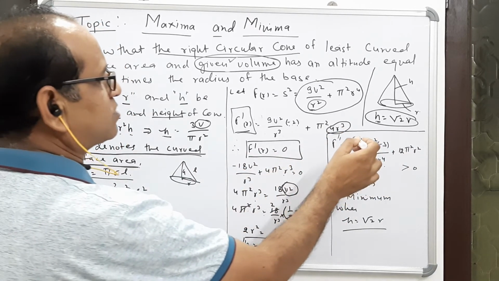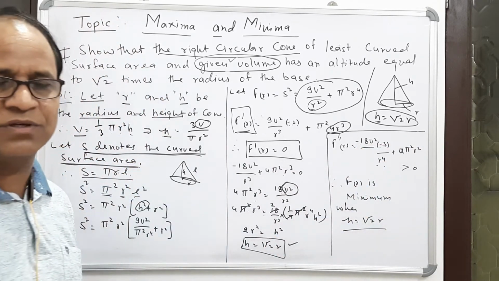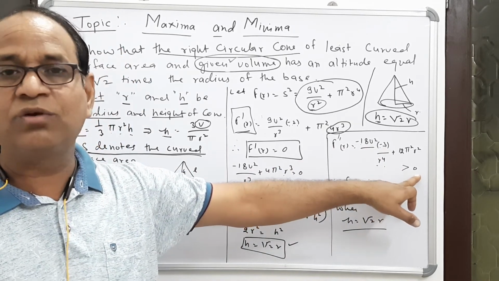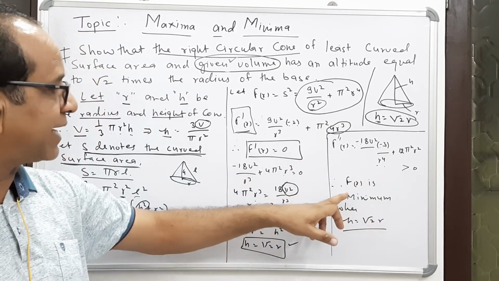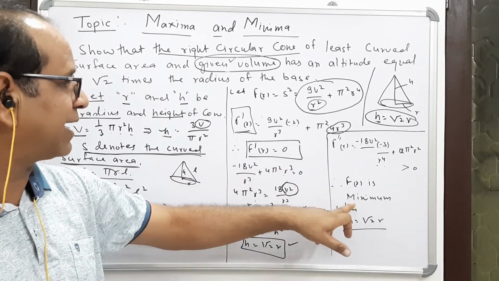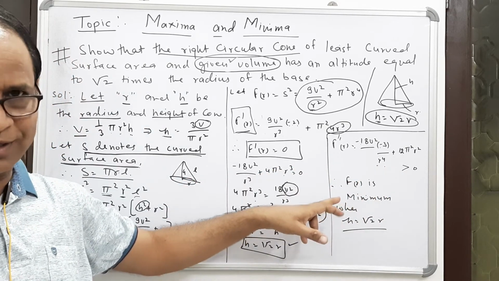Now you look at this expression, minus and minus is plus. This term is plus, this term is plus. So both the terms are plus. It means it will be greater than 0. And you all know that when the second derivative is greater than 0, then this f(r) is minimum. Greater than 0 means minimum.